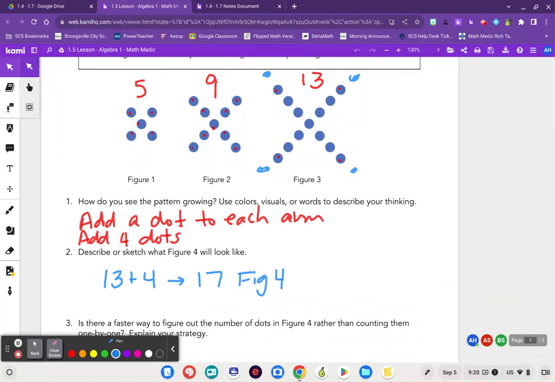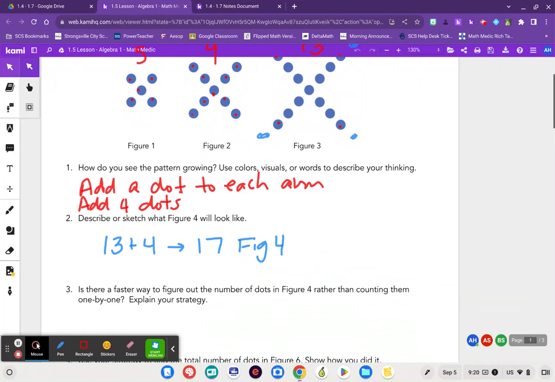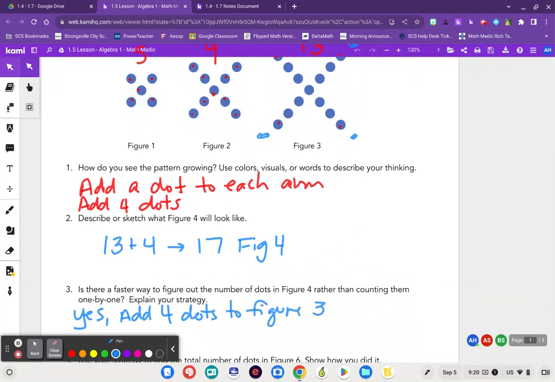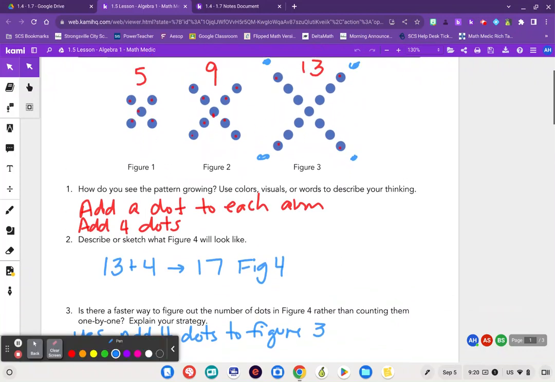So you can either draw those 17 dots extending each arm of the X, or you could add 4 on. Is there a faster way to figure out the number of dots in figure 4 rather than counting them one by one? So yeah, we could do what I just did: add 4 dots to figure 3. But something else that was brought up in class is this idea of, hey, I notice that there's always this dot in the middle.